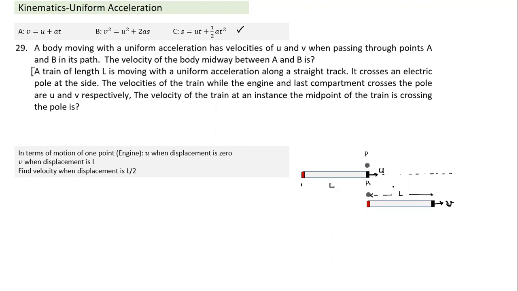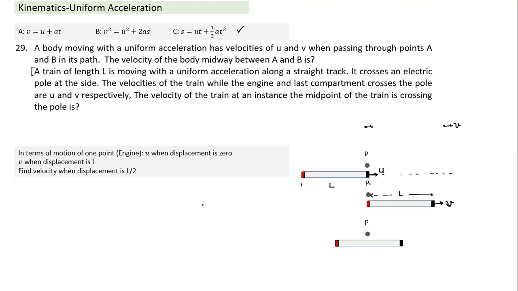And what we need to find here: if I break it down to only one point motion, I can ignore the rest of the train. What I understand here is that if an object was at t here, its velocity was u. After having a displacement equal to L, its velocity becomes v. I can use this equation, v squared equals u squared plus 2as.